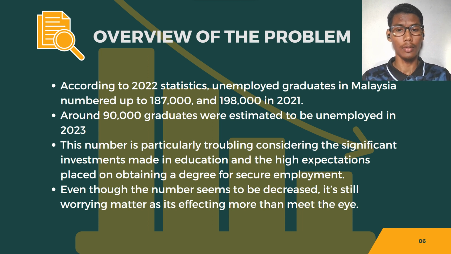According to 2022 statistics, unemployed graduates in Malaysia numbered up to 187,000, and 198,000 in 2021. Around 90,000 graduates were estimated to be unemployed in 2023. This number is particularly troubling considering the significant investment made in education and the high expectation placed on obtaining a degree for securing employment. Even though the number seems to have decreased, it's still a worrying matter as it's affecting more than meets the eye.